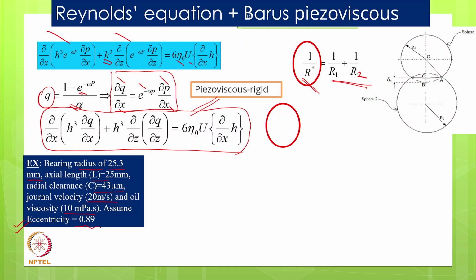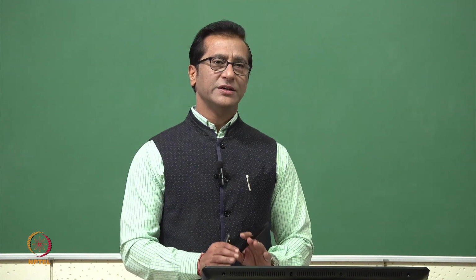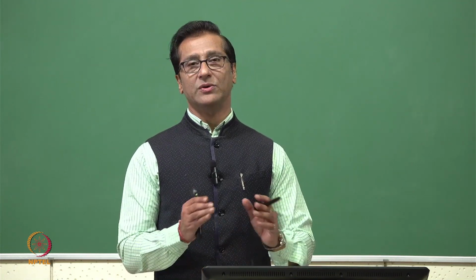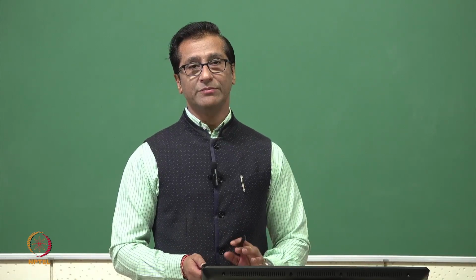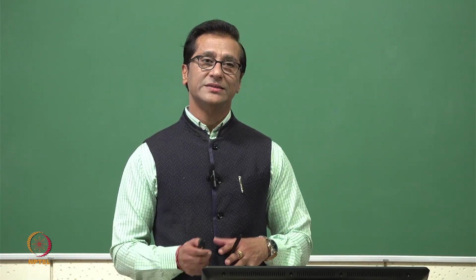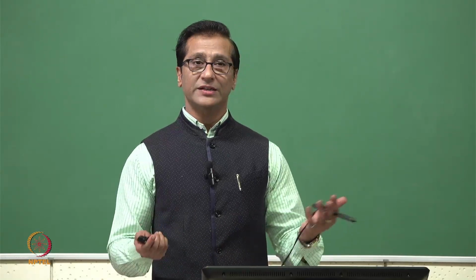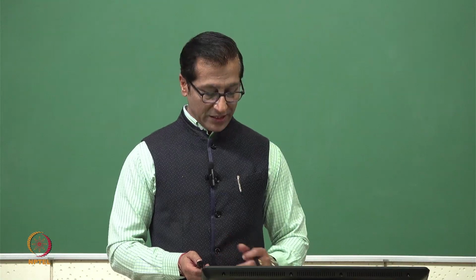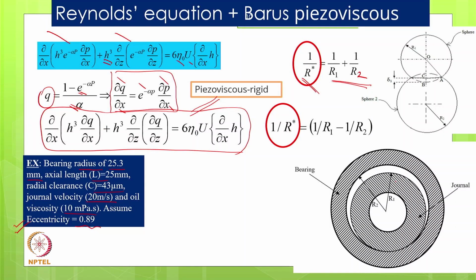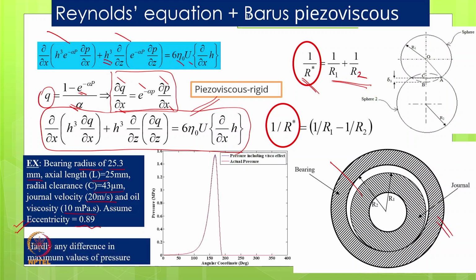We are not going to calculate the load, we are going to calculate only what the P max will be and how it is affected by the viscosity. This complete example has been given in my book, and it also has the MATLAB coding. You can directly use that MATLAB coding to see the same results. And this is the geometry we are considering. This is the journal, which is a hollow journal, and the bearing surface, R1 and R2.